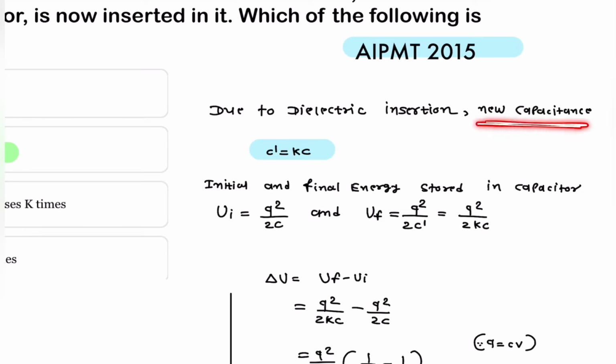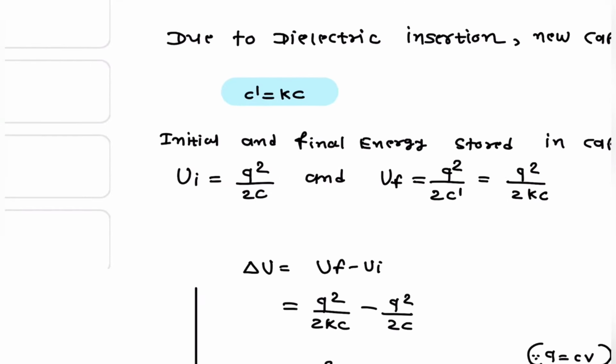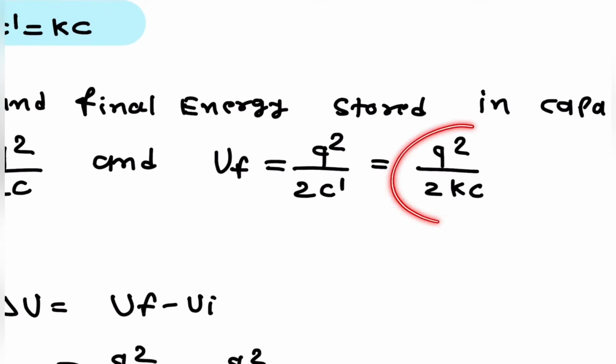So the capacitance is increasing due to the dielectric insertion between the two plates. The new capacitance C dash is equal to K times C. Initial and final energy stored in the capacitor: UI is the initial energy stored in the capacitor, UI is equal to Q square upon 2C, and UF is the final energy stored in the capacitor, that is Q square upon 2C dash. So in place of C dash we can write KC. So Q square upon 2 times KC is the final energy stored in the capacitor. UF is equal to Q square upon 2 times KC.